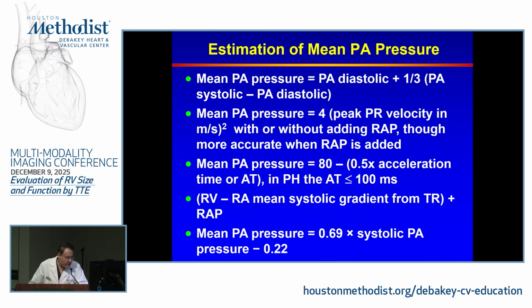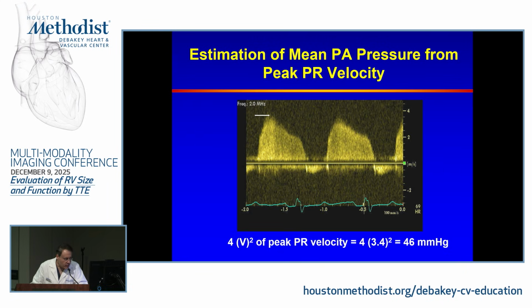So that's one of the regression equations that is used. There are many other regression equations that have been published. In general, these are probably less reliable than a direct calculation, provided you have good assessment of RAP and complete TR and PR jets. We'll not dwell much on these.